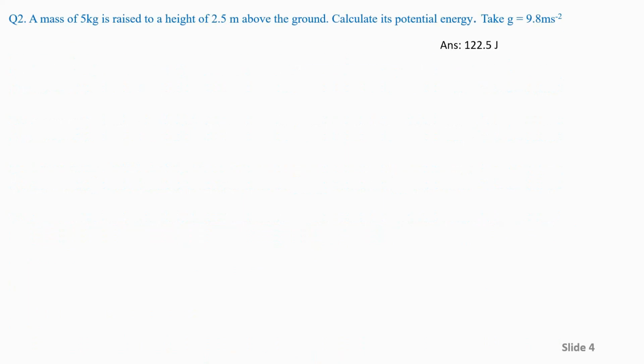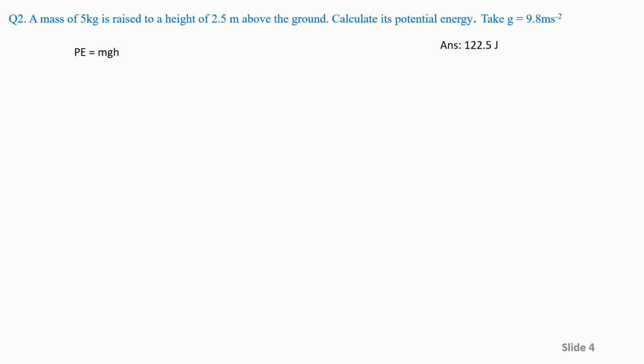So this question was given last time for you to try. If some of you have not tried, you can do it now, and if you have already done it, you can just cross check the answer. A mass of 5 kg is raised to a certain height of 2.5 meter above the ground. Calculate its potential energy, and the value of acceleration due to gravity is 9.8 meter per second square.